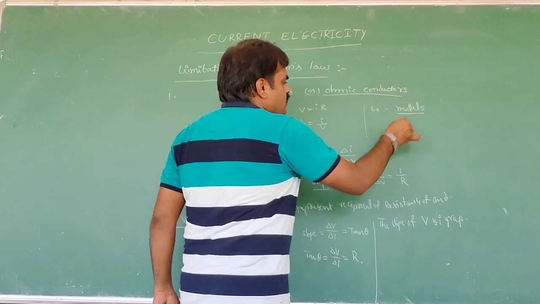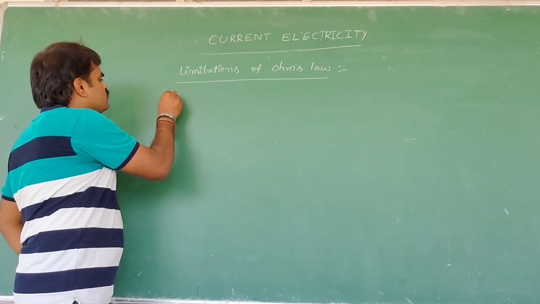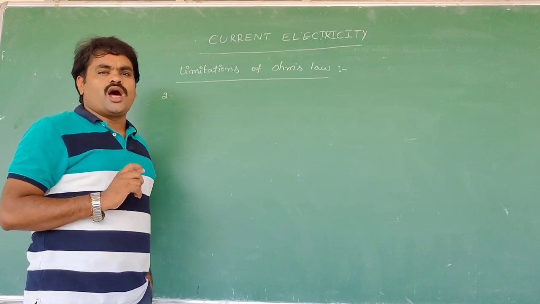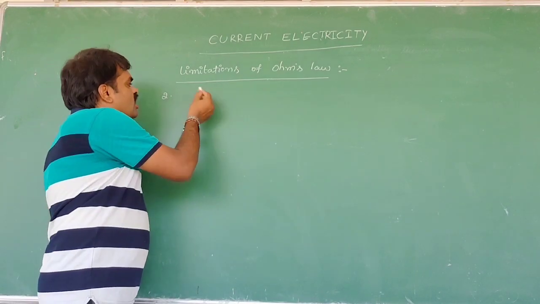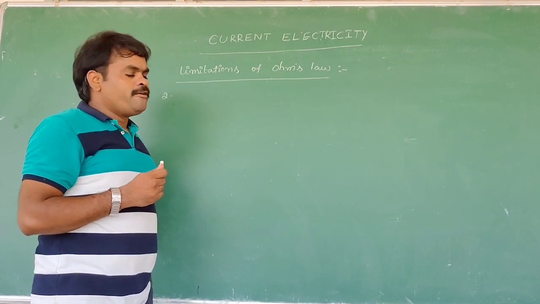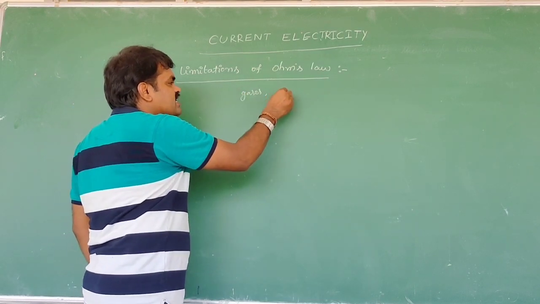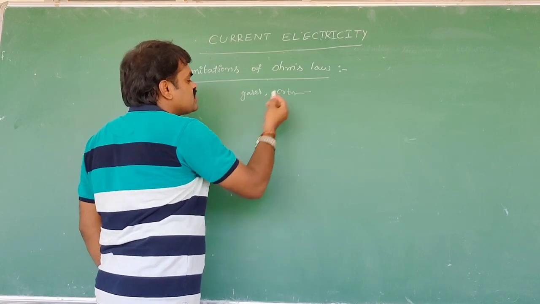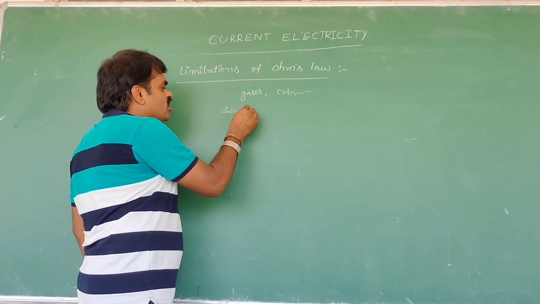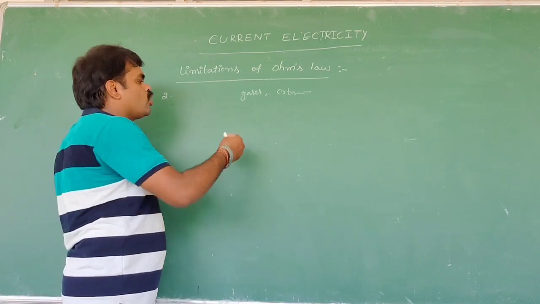Metals are linear conductors. Second one, limitation. Ohm's law is not a universal law. Ohm's law does not hold good for gases, crystal rectifiers, diodes, semiconductor diodes, thermistors and vacuum tubes, electrolytes, etc.